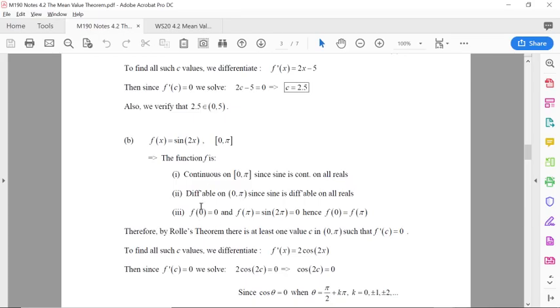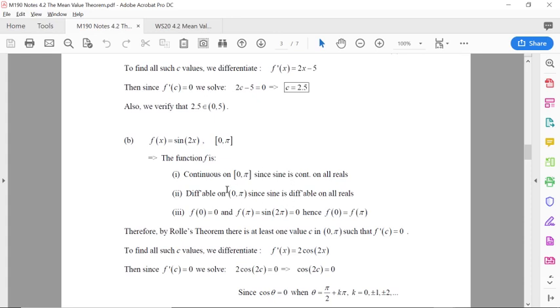And finally, the third condition: evaluate the y coordinate at the endpoints and verify they're the same as each other for Rolle's theorem. f of 0 would be the sine of 0, and that's equal to 0. And f of pi is equal to the sine of 2 pi, which is also equal to 0. So f of 0 equals f of pi, so Rolle's theorem's conditions are verified.